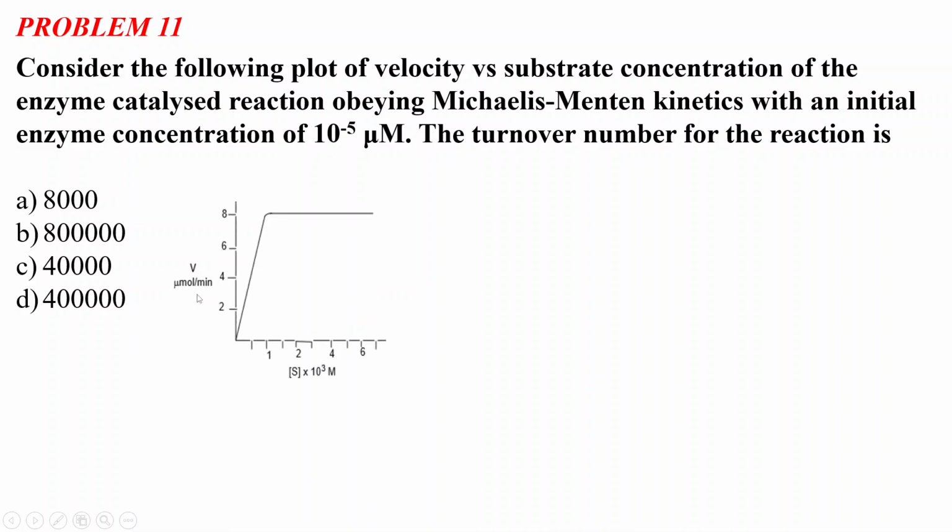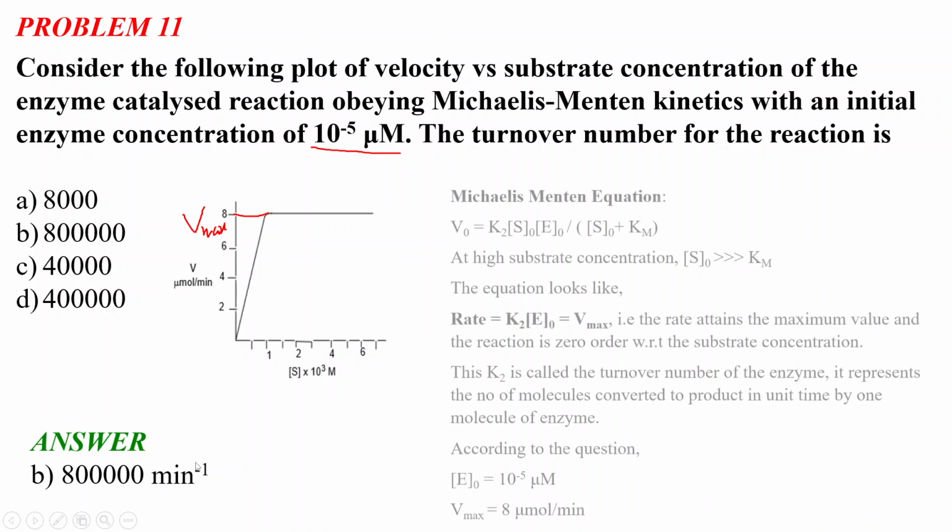In the y axis we have V, the velocity of the reaction in micromole per minute, and in the x axis we have substrate concentration in 10 to the power 3 molar, and you can see there is this point. This value is called the Vmax, the maximum velocity. Now, in the question it is given that the initial enzyme concentration is 10 to the power minus 5 micromolar. I will show you the answer first, then we will solve this question. The unit of this turnover number is minute inverse. I will show you the solve.